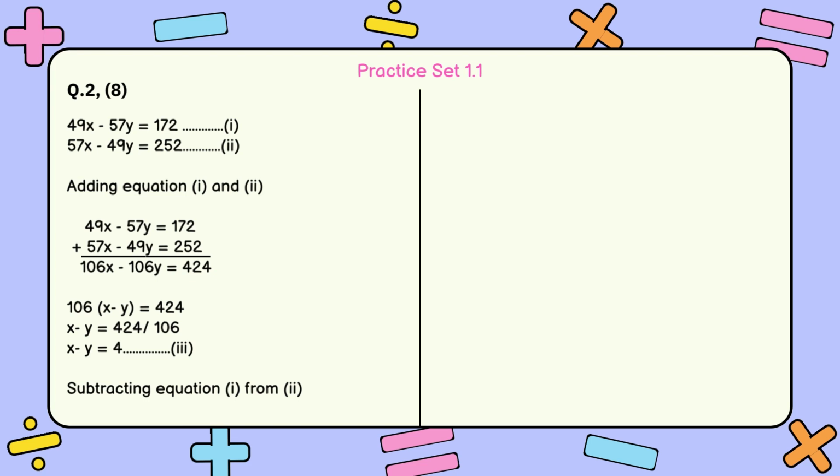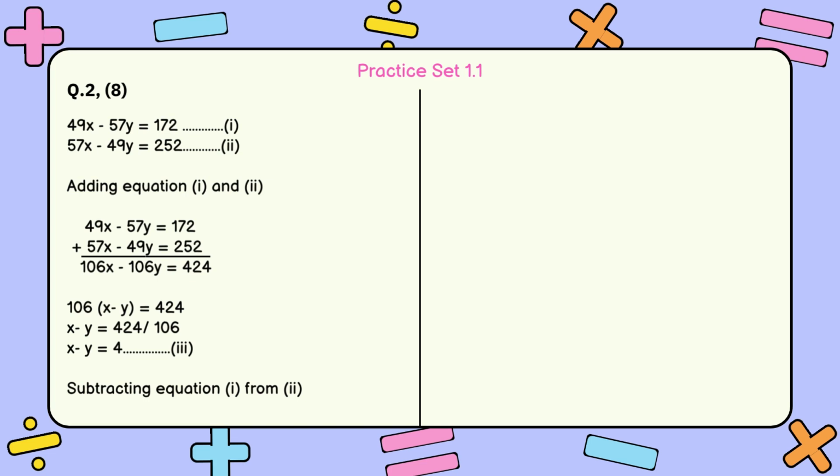We add this equation, and after adding this equation we get 106x minus 106y is equal to 424. Now here the 106 can be taken out as common. That leaves us with 106 in bracket x minus y is equal to 424. The 106 that's in multiplication, if we take that to the right hand side, that will become divide. So we'll divide 424 by 106 and we get x minus y is equal to 4.